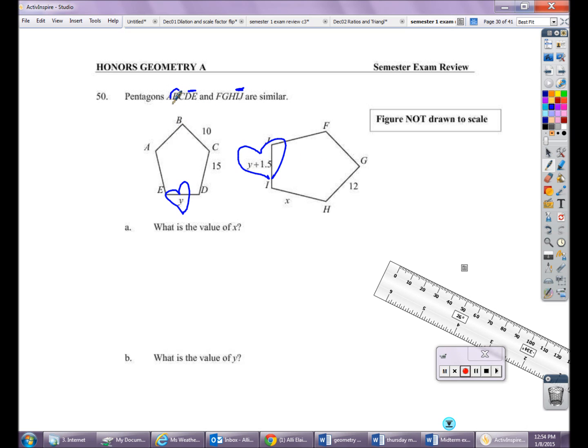BC, these two are partners with GH. So BC, this 10, is partnered with GH. I'm going to put a circle around that. So it looks like my 15 is partners with the X. I'm going to put a star on this. This will be my top, my pre-image, and this will be my image. And it says these two things are similar, so I know everything about this pentagon is proportional.